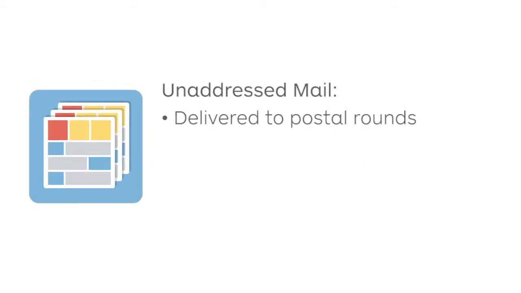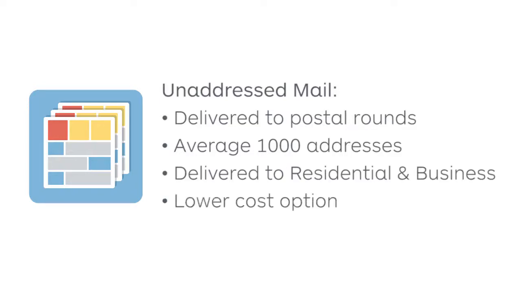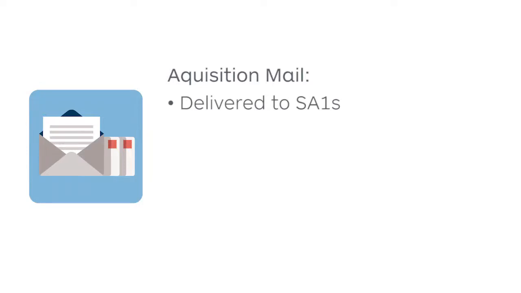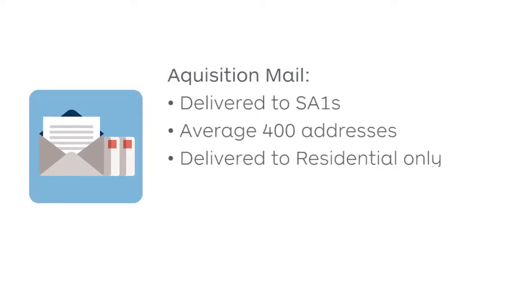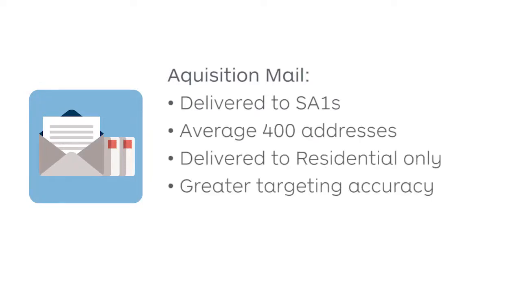Australia Post offers 2 delivery options for promotional mail. Unaddressed mail is delivered to every address within postal rounds. It is a lower cost per address product option. Acquisition mail can be delivered to much smaller areas called SA1s, providing a greater level of targeting accuracy. Acquisition mail must be booked through a mailhouse or agency.